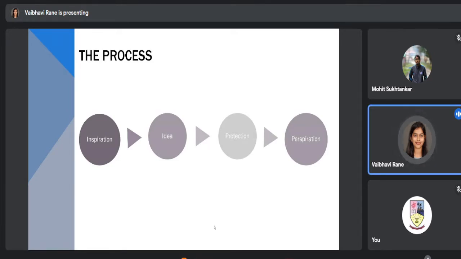And finally, after doing all these three steps, you come to the hard work, the perspiration part, wherein you work hard on your idea, you make your dreams come true, you make your startup come true.